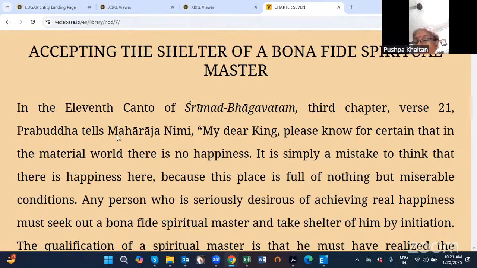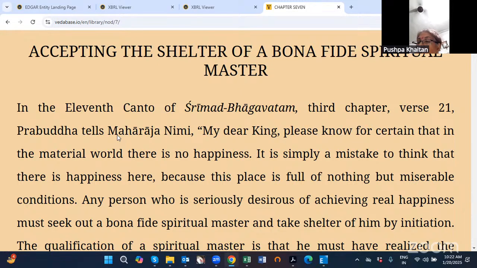Evidence regarding devotional principles: accepting the shelter of a bona fide spiritual master. In the 11th canto of Srimad Bhagavatam, 3rd chapter, verse 21, Prabuddha tells Maharaj Nimi, "My dear king, please know for certain that in the material world there is no happiness. It is simply a mistake to think that there is happiness here, because this place is full of nothing but miserable conditions. Any person who is seriously desirous of achieving real happiness must seek out a bona fide spiritual master and take shelter of him by initiation.